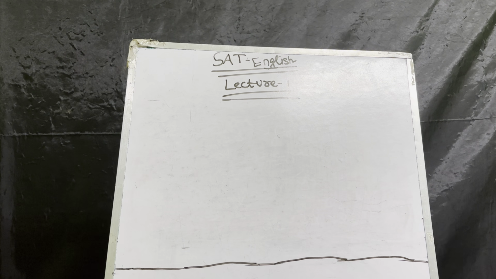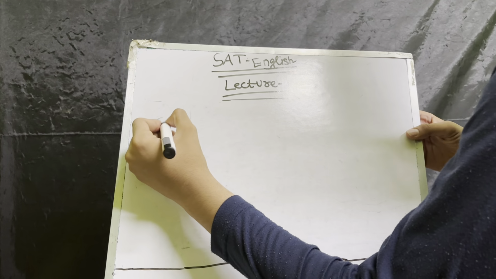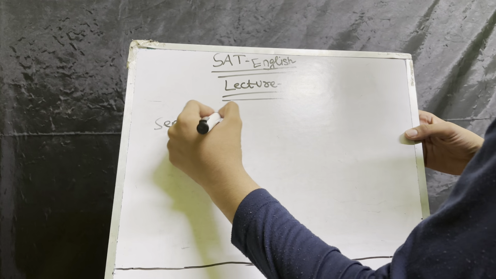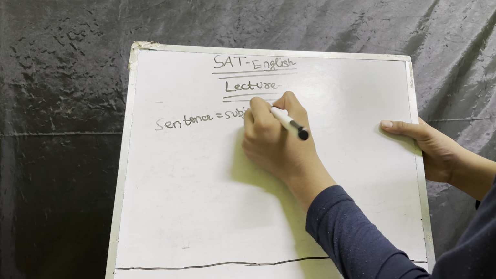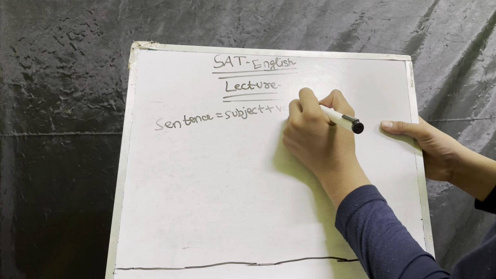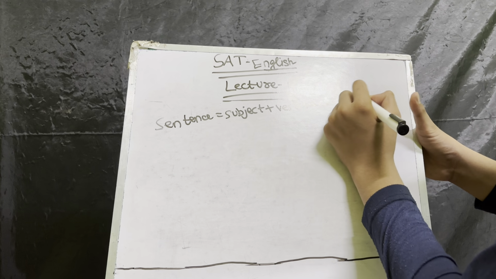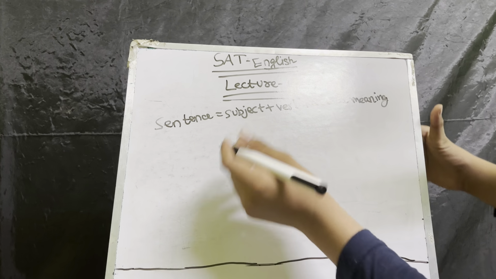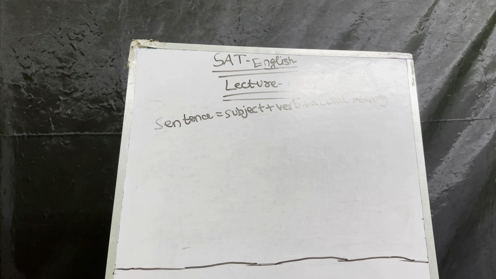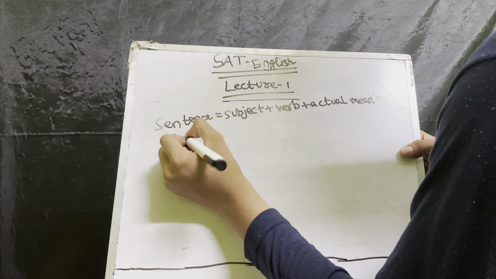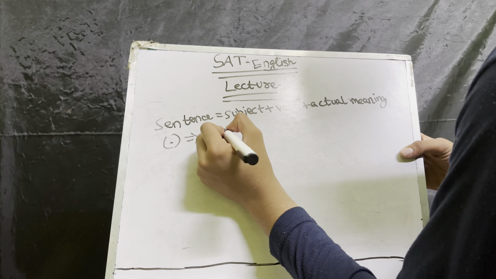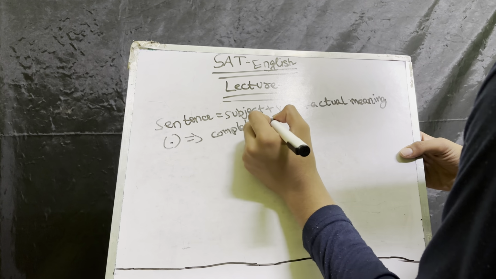So first of all, let's talk about sentence boundaries. A sentence equals subject plus verb plus actual meaning. This is a sentence, okay? So we keep a dot. This is a dot, okay? This means a complete sentence.